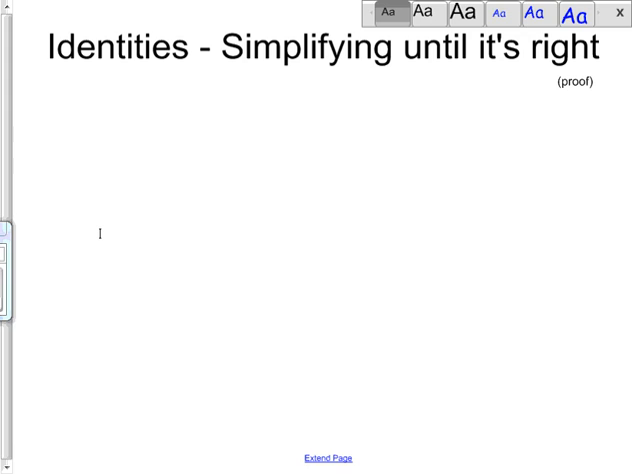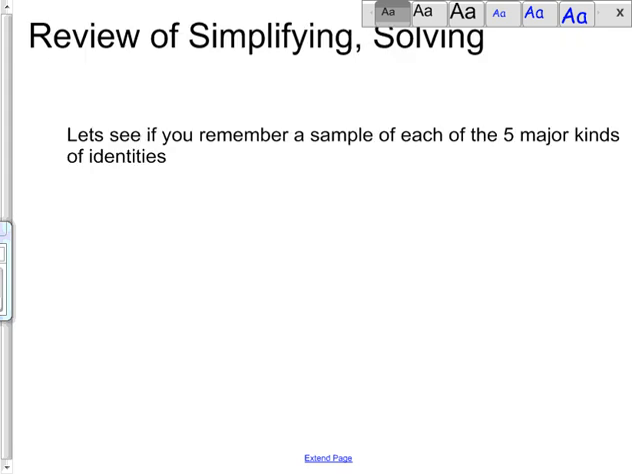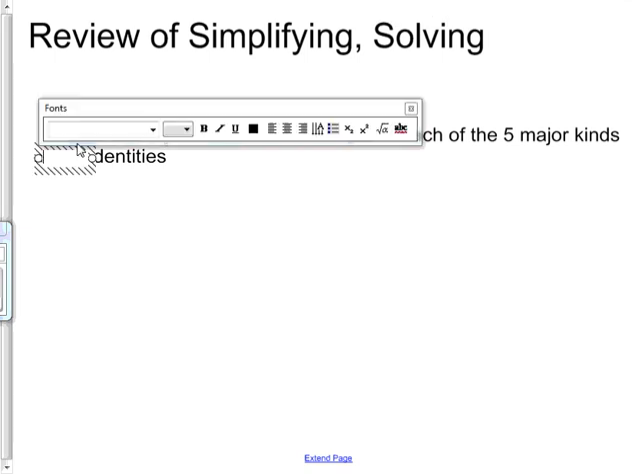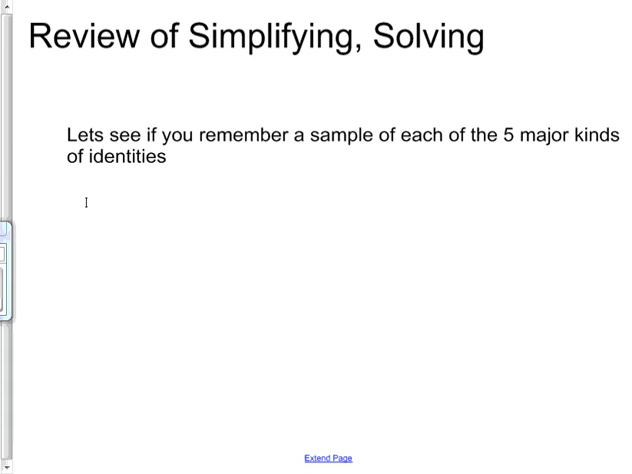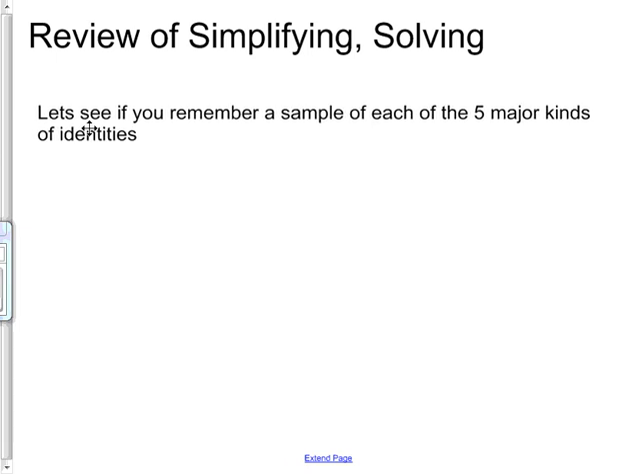All right, so let's make sure that you get the stuff you're supposed to know up to this point, and that is the simplifying and solving part. Let's see if you can remember an example of each of the 5 major kinds of identities. For instance, there's the Pythagorean kind. I'd like you right now to write down one of the Pythagorean identities, the big one, the main one, the one that you can get everything else from.